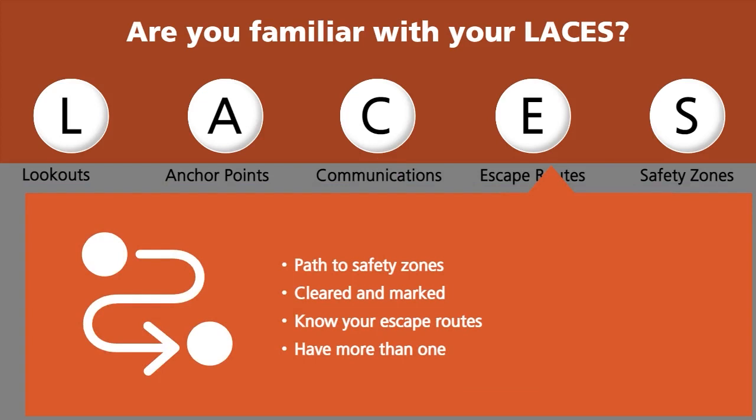E is for escape routes. An escape route is a path that provides you with access to a safety zone. Escape routes must be cleared and marked for day and night use and should be known to everyone that is working in the area. There should be more than one escape route, as a single escape route could be cut off. The most commonly used escape route is the fire line.